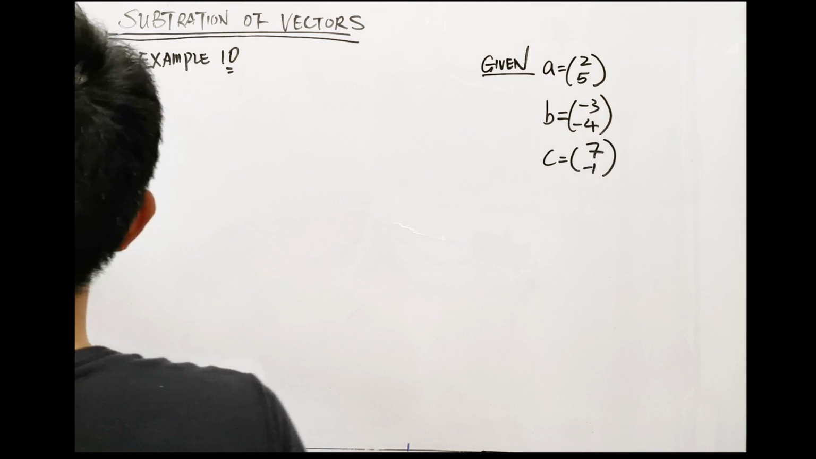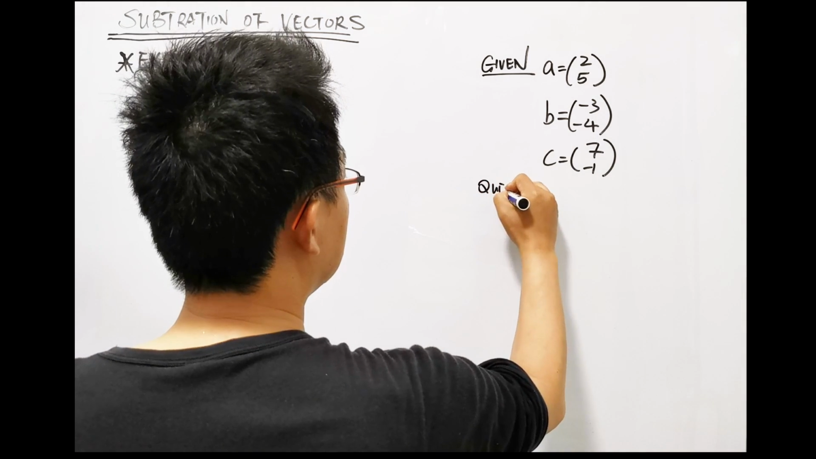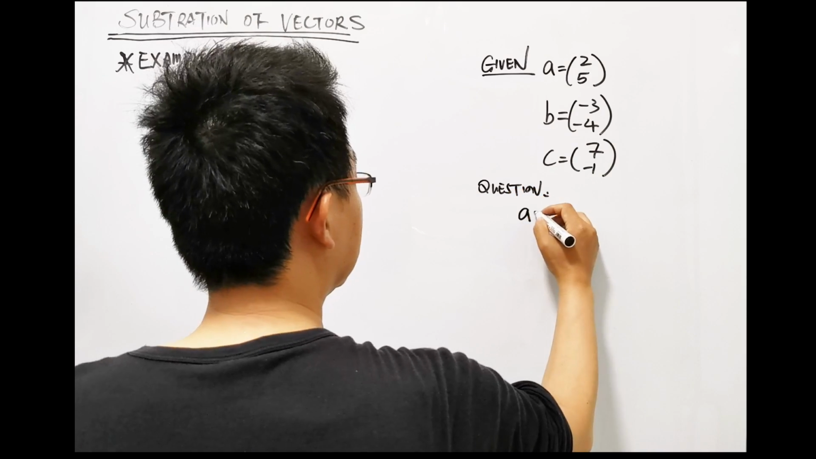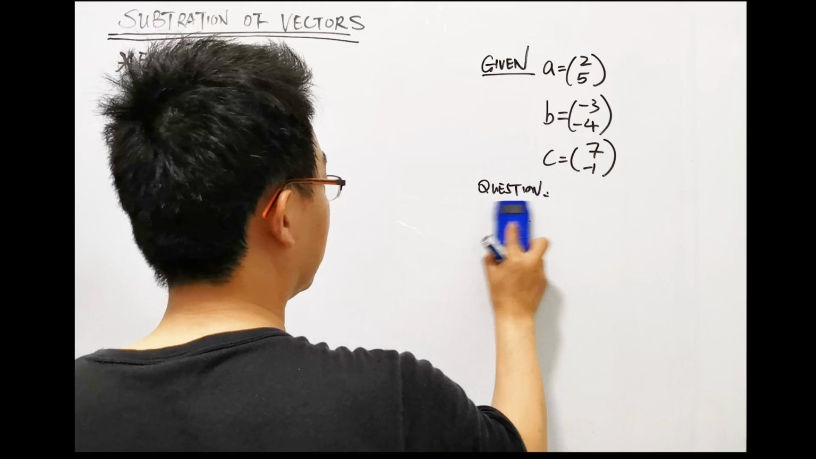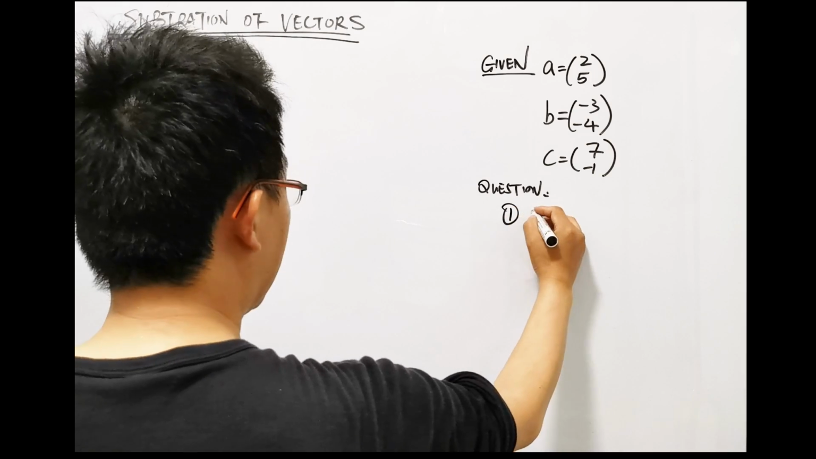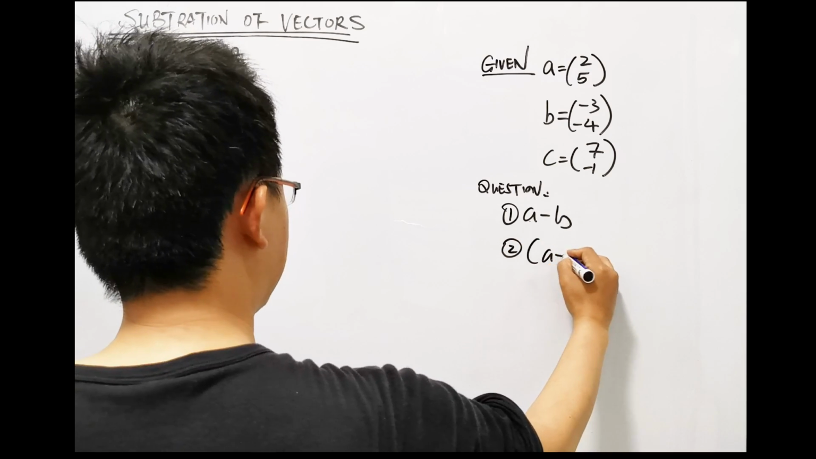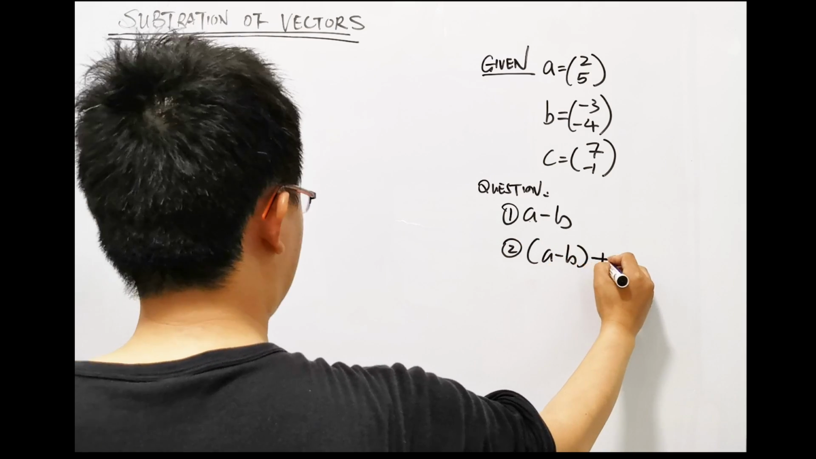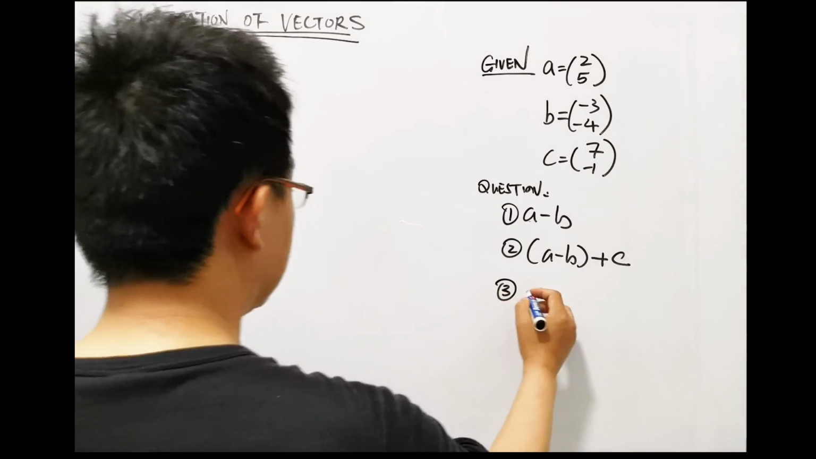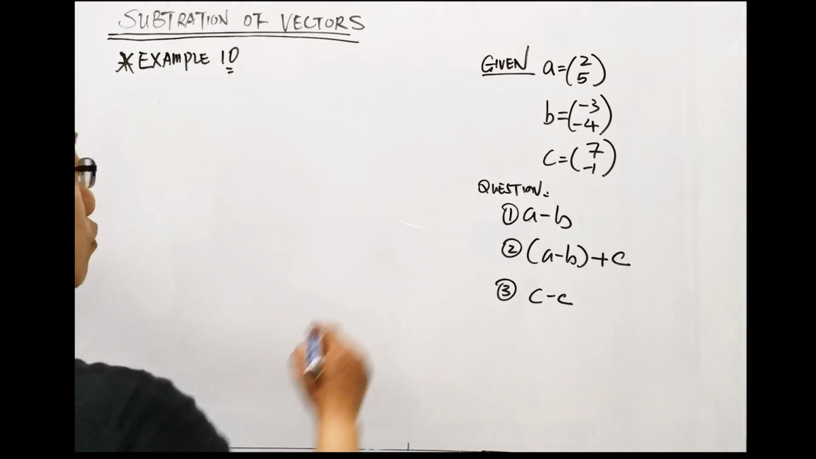Okay, let's talk about the first question. Question number 1, sorry. The first question is A minus B. Second one is A minus B plus C. And then third one is C minus C. Okay, right? So from here, how do we do this question?